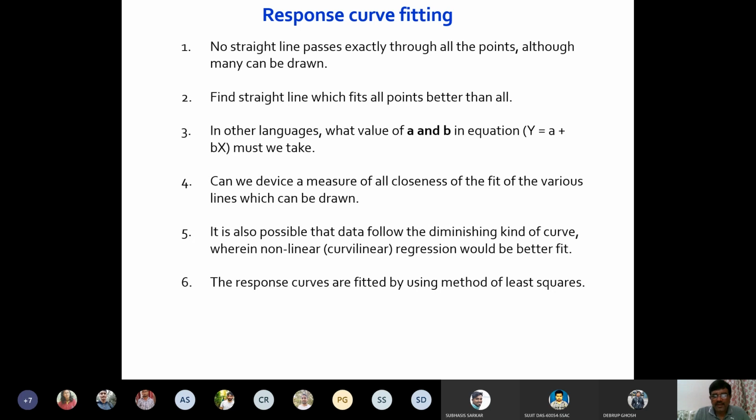Actually, there are two different methods. One method is the Fisher and Yates method. The Fisher and Yates method is used when your input interval is equal.